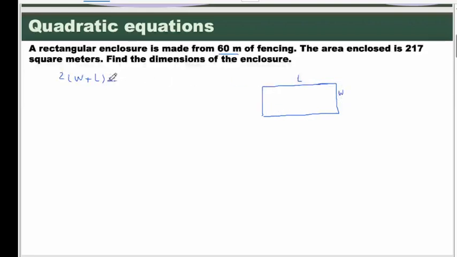It says it's 60, and then I have W plus L equals 30. I get one of these, W or L, as my subject and rewrite this equation. I get L as my subject, so I say L equals 30 minus W.